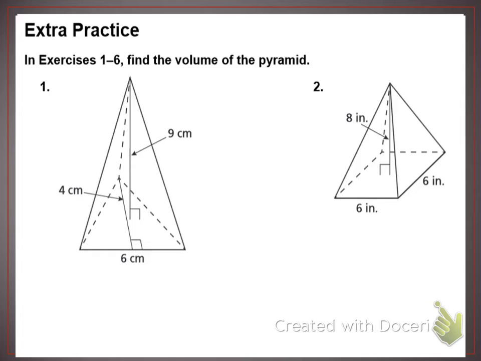Okay, it's fine. Find the volume. Go ahead and take your highlighter. What is the base in number 1? What shape is it? It's a triangle. Go ahead and highlight the triangle. So volume of a pyramid, because that's what we're working with, is 1/3 the area of the base times the height. So let's go ahead and find the area of the base.